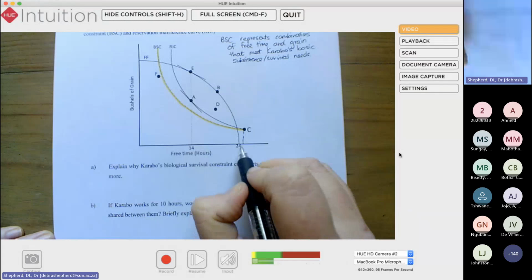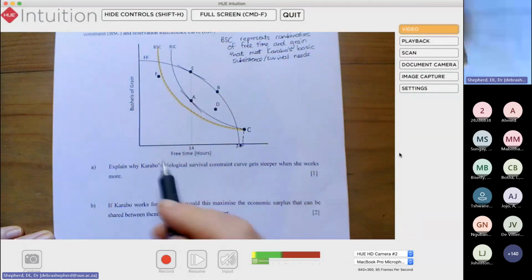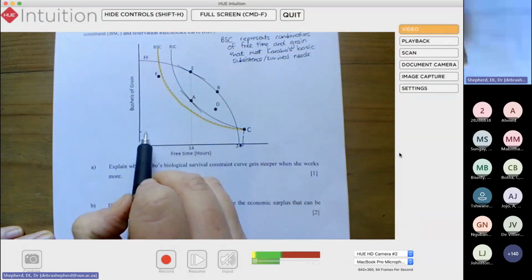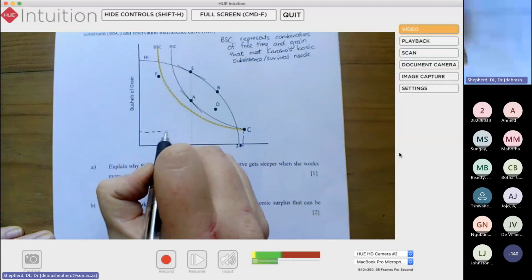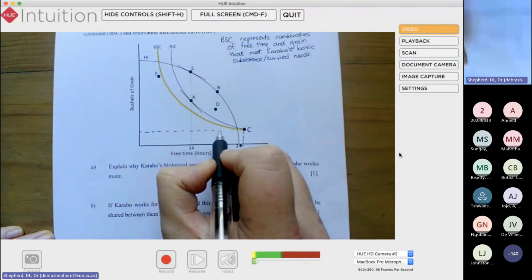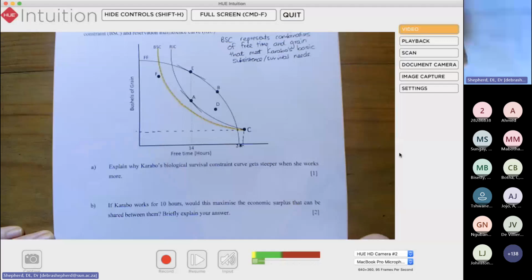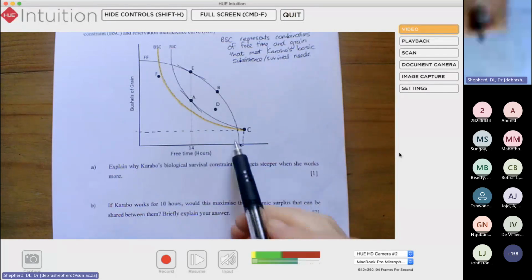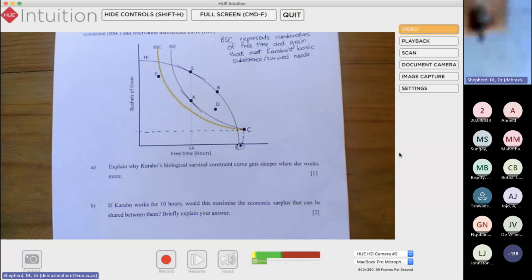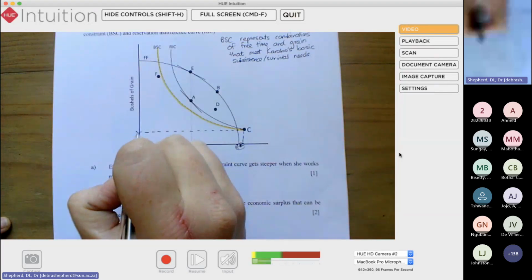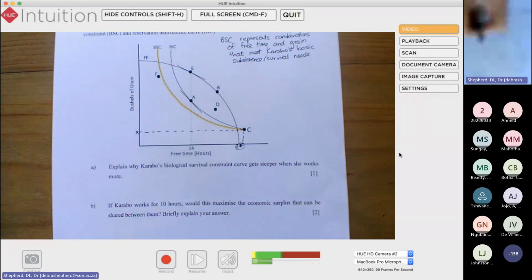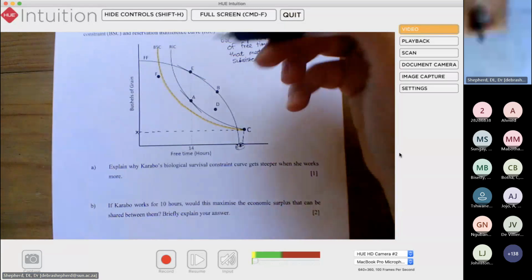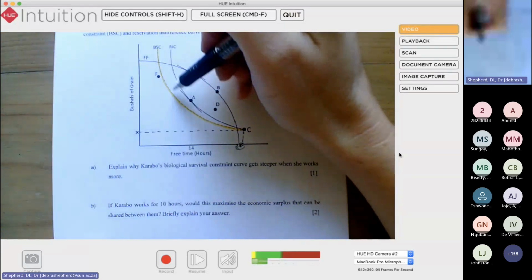in order to survive, and this should technically line up with 24, in order for Karabo to live a sedentary life, so by sedentary, I mean not working, you still have to eat something, okay? Even if you're not walking, talking, just breathing and thinking burns calories. And so to live a life in which you spend all your time doing nothing, you need some basic amount of nutrition to survive. We then move up along this biological survival constraint.